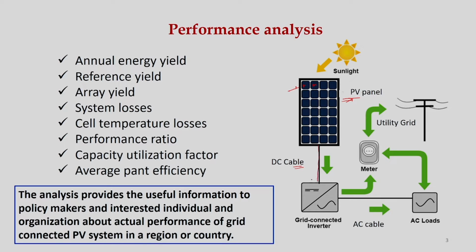So, this is a DC cable, and if we have to convert this DC current to alternating current, we need a grid inverter, or inverter, and then the load is connected somewhere. We need to transfer this energy through cable, and these cables are known as AC cable. And also we have a meter.